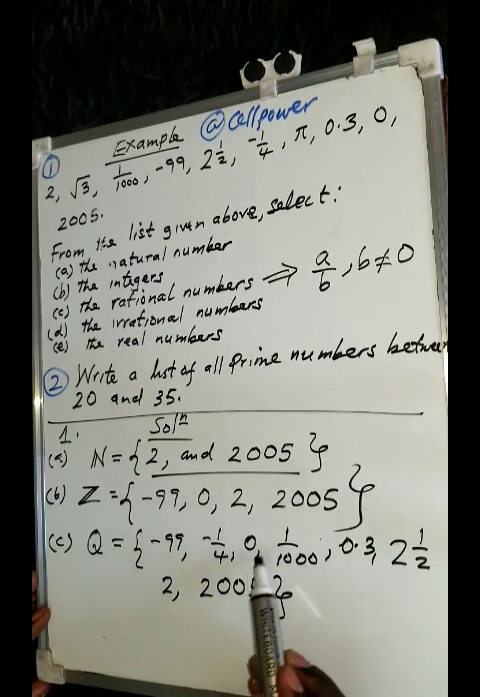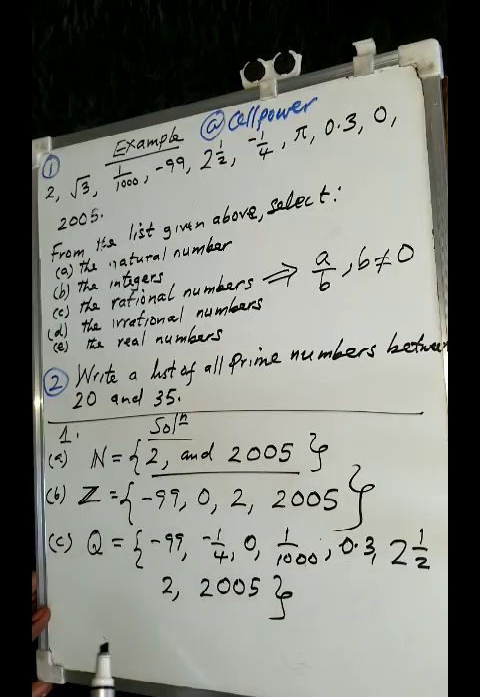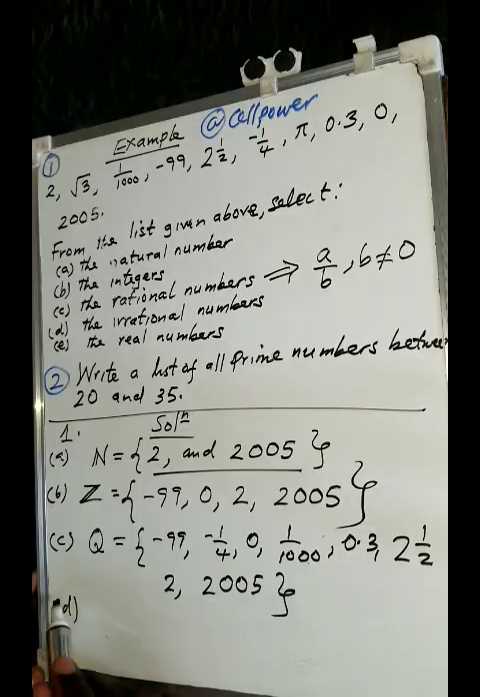Well, someone might argue, but how come 0 is there? Remember, you can write 0 divided by whatsoever number you want, it will still give you 0. So that is why we are saying it is a rational number. That is what you need to remember.